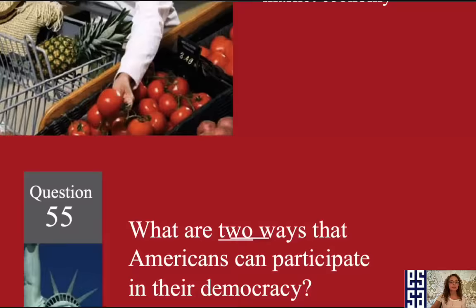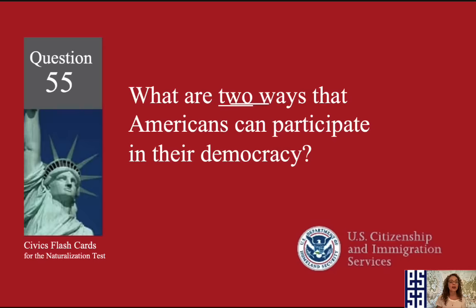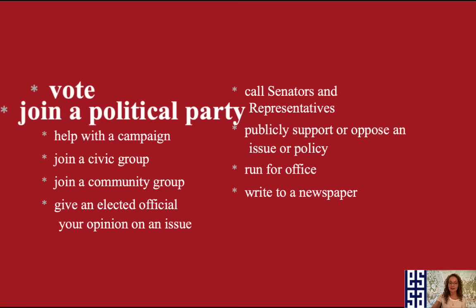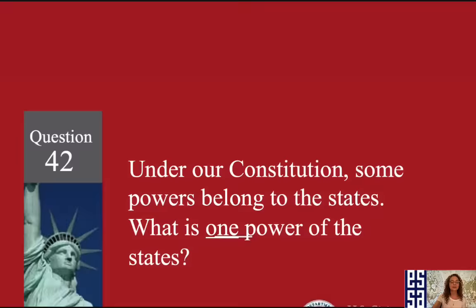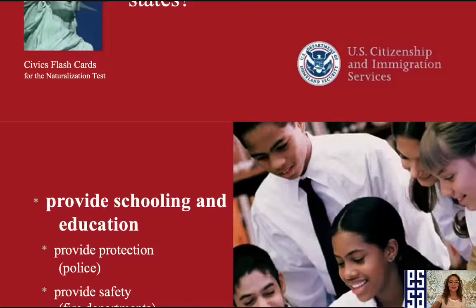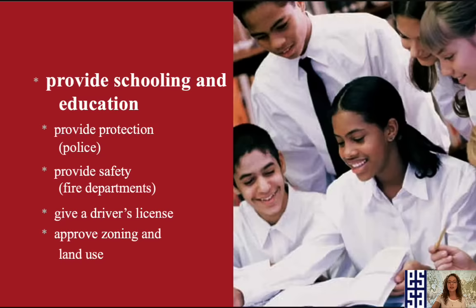What are two ways that Americans can participate in their democracy? Vote and join a political party. Under our Constitution, some powers belong to the states. What is one power of the states? To provide schooling and education.